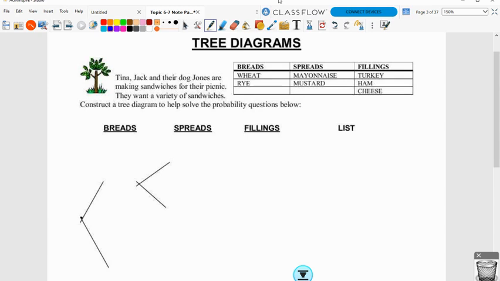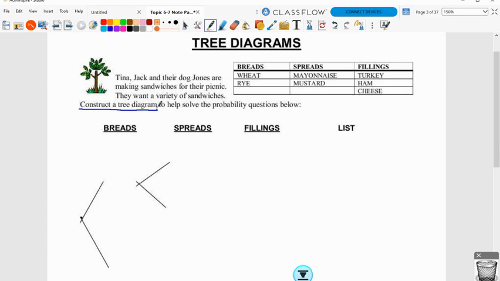It says Tina, Jack, and their dog Jones are making sandwiches for their picnic. They want a variety of sandwiches, so they've asked us to construct a tree diagram to help solve probability questions that follow below. If you look at the table, there are three different items that we're going to be using to make our sandwiches. There are breads, there are spreads, and then there are the fillings.